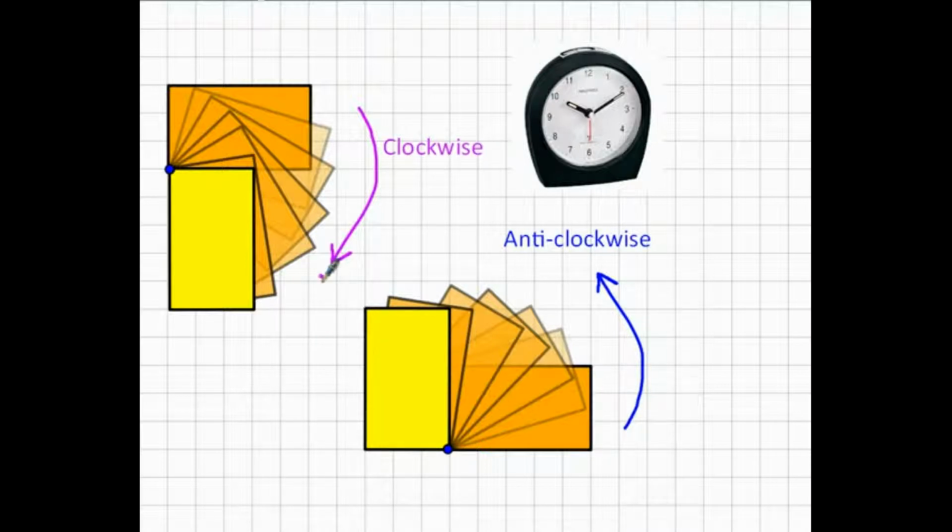Clockwise, as the word suggests, means that you're turning a shape in the direction that the hands on a clock would move. So looking at the clock, that's that way. And conversely, anti-clockwise means turning against the hands of a clock, or in the opposite direction to the way the hands on a clock move. So that would be in that direction.